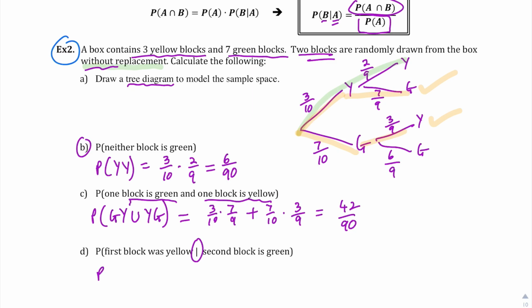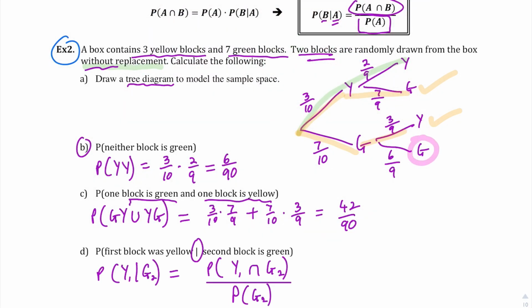Okay, so here's our symbol for given. So what is the probability that the first block is yellow given that the second block is green? And so I'm going to start by just writing out the formula. And so my formula would be the probability of yellow on the first draw and green on the second, divided by the probability of the given event. And so the probability on the given event is that we're going to get green on the second.